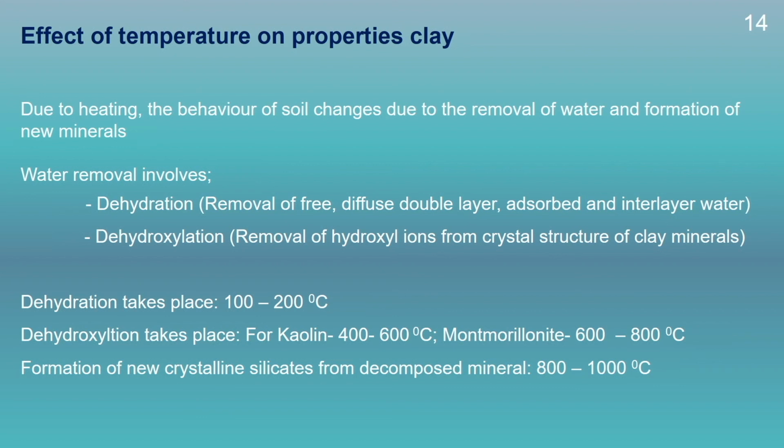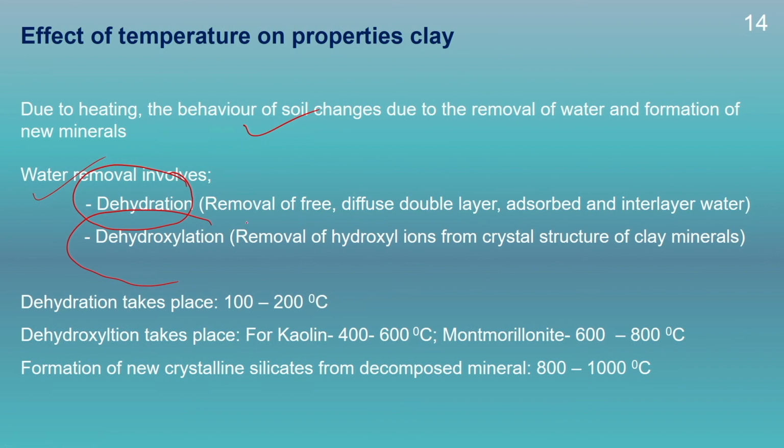When we heat a soil sample, the water gets evaporated. Depending on the temperature at which we are heating the soil sample, the different types of water will get removed accordingly. Say, for example, due to heating, the behavior of the soil changes due to removal of the water formation, and it will form a new mineral. The water in a soil can be removed in two processes. One is known as the dehydration process, and the second process is known as dehydrogenation.